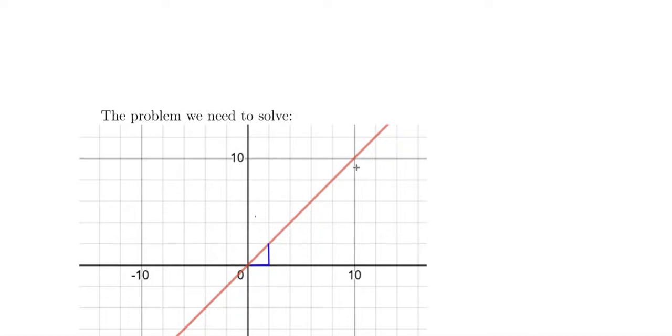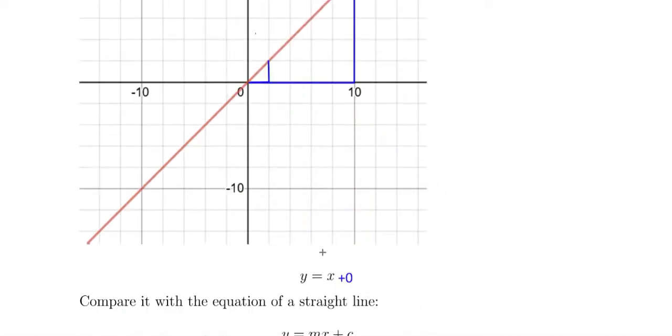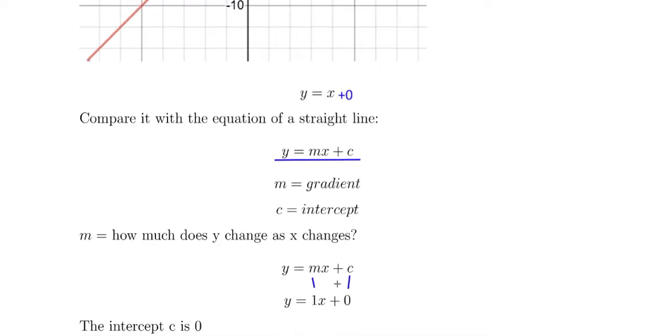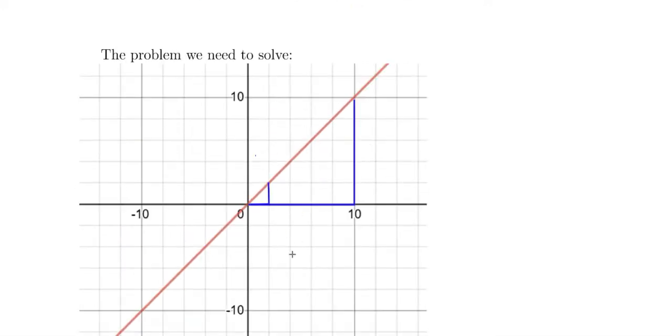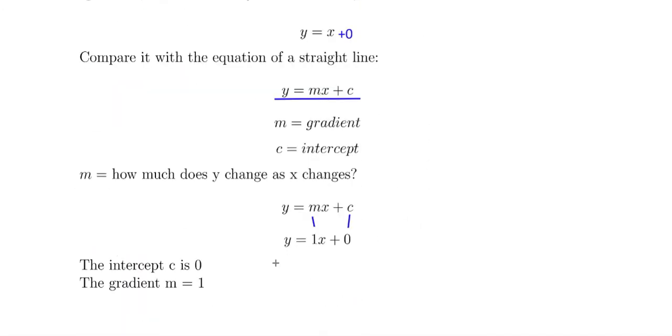This here would be 10. The amount of y that's changing is 10. The amount of x that's changing is 10. 10 divided by 10 is also 1. So the gradient here is 1. And so y equals mx plus c allows us to have that discussion about such things as why y equals x looks as it does here. Now let's take this further.